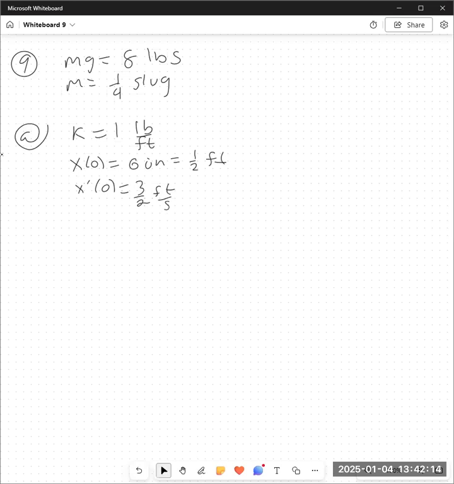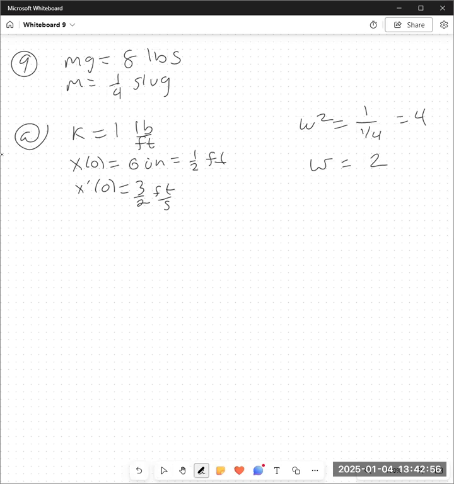Okay, so with that in mind, let's go ahead and find the equation of motion here, where mg is equal to ks. Actually, I don't need that. I just need omega squared is equal to k over m. So omega is equal to 2.